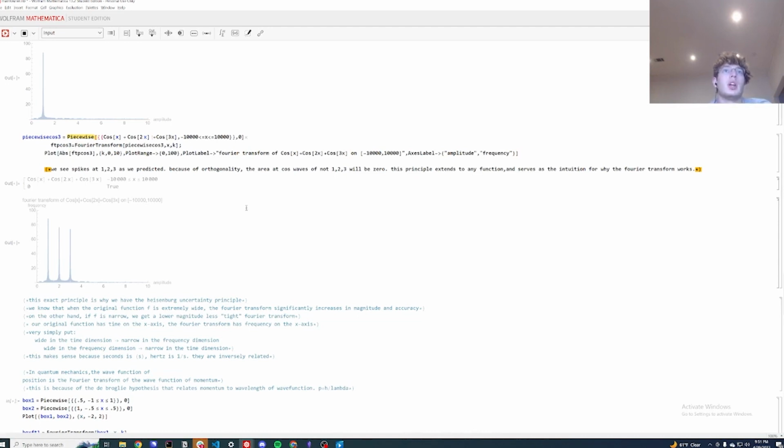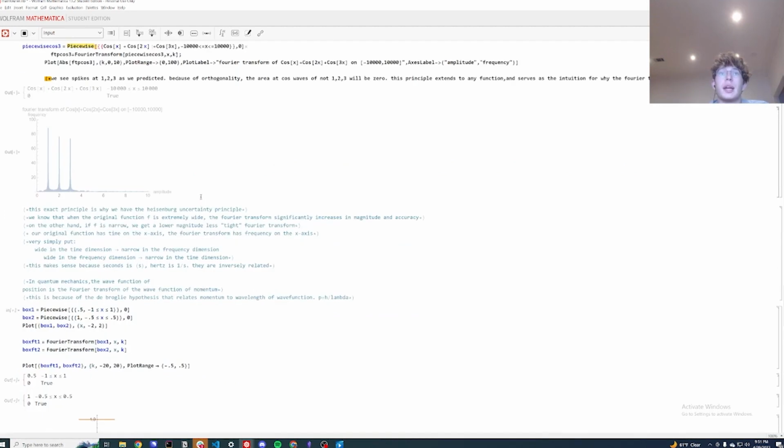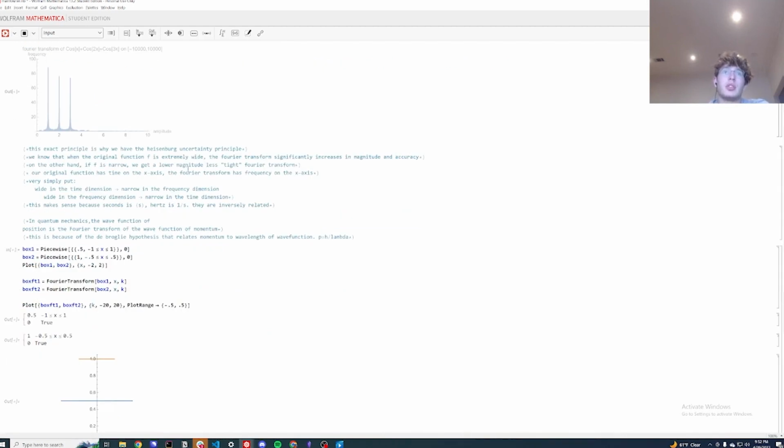But also, say you clap, for example. It's going to be really easy to tell when in time that clap took place, but it's going to be really difficult to tell what the frequency of that clap was. Whereas if you were going to sing a note for a really long period of time, you could know what the frequency is, but you don't exactly know when in time that happened. So this exact principle is analogous to quantum mechanics and the wave function. This kind of clap and sound is analogous to position and momentum.